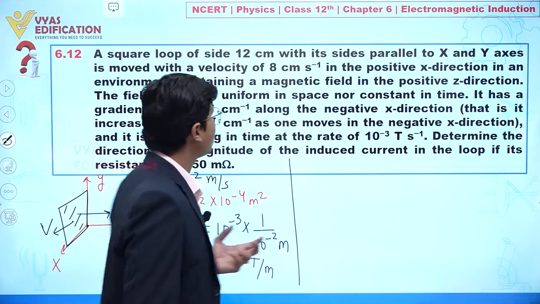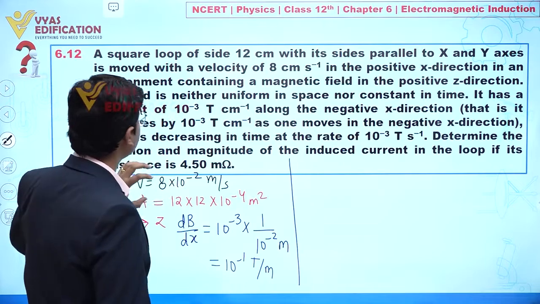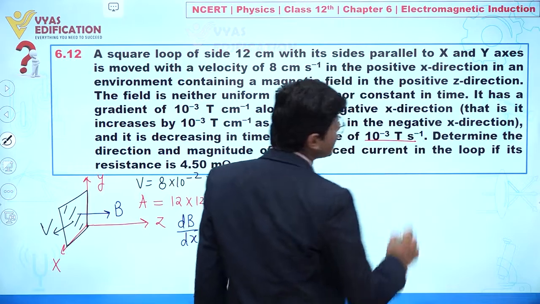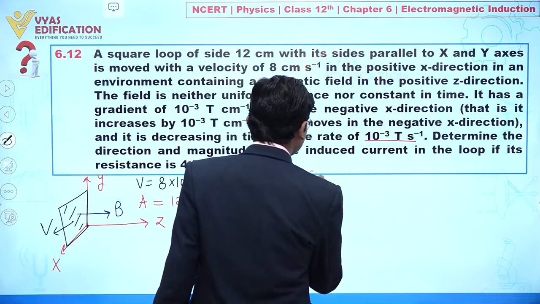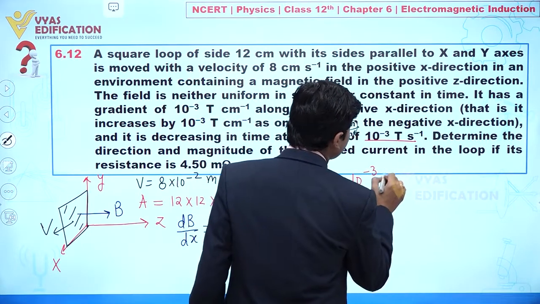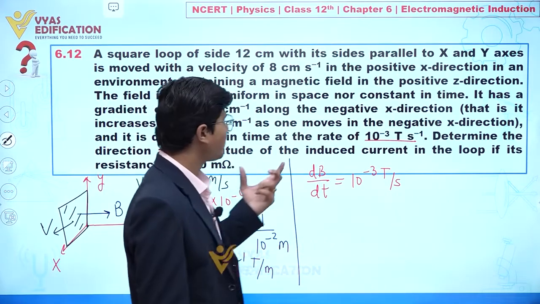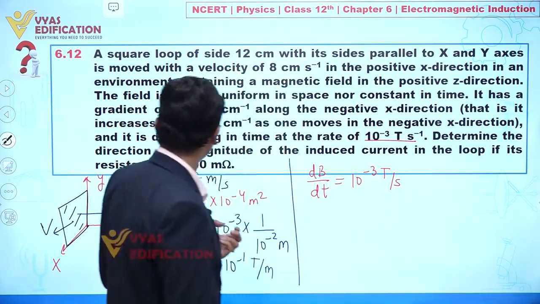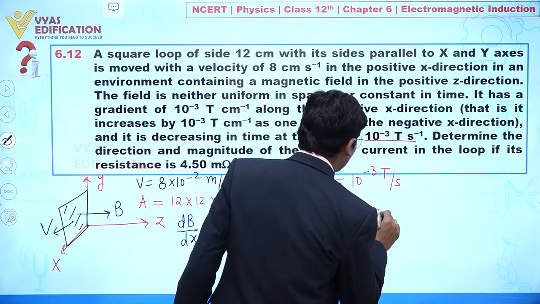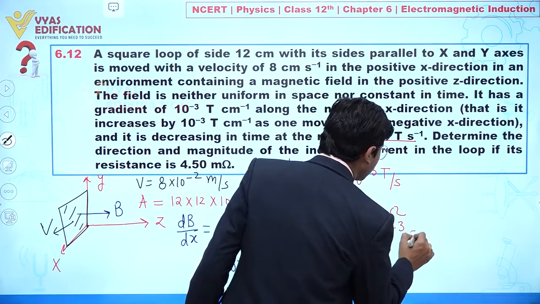It is also given that it has this gradient along the negative x direction and it also decreases with time at 10 to the power minus 3 Tesla per second. So we can write dB by dt is equal to 10 to the power minus 3 Tesla per second. Now we have to determine the direction and magnitude of the induced current in the loop, if the resistance is 4.50 milliohm. It means this is equal to 4.5 into 10 to the power minus 3 ohm.